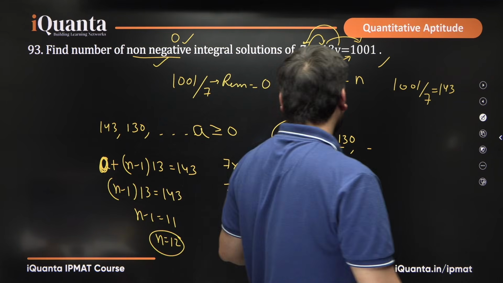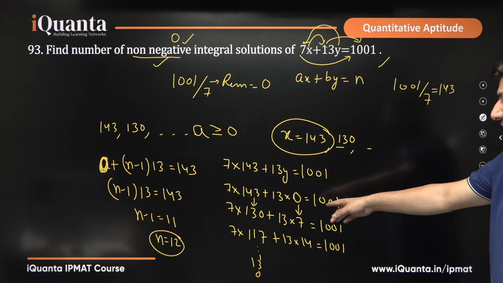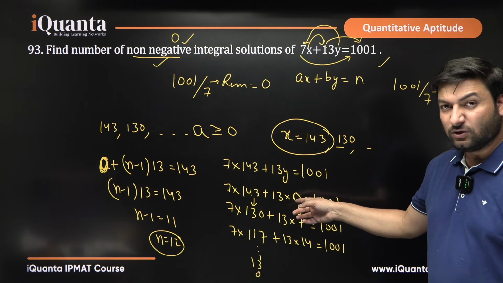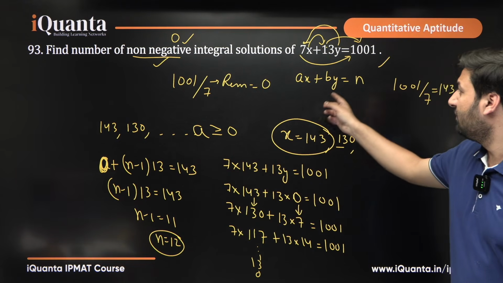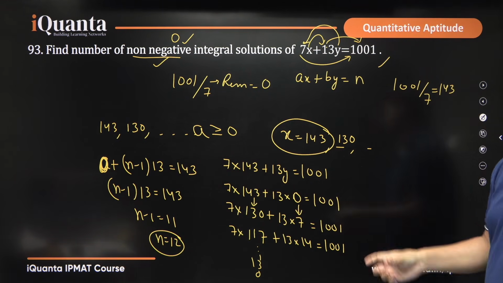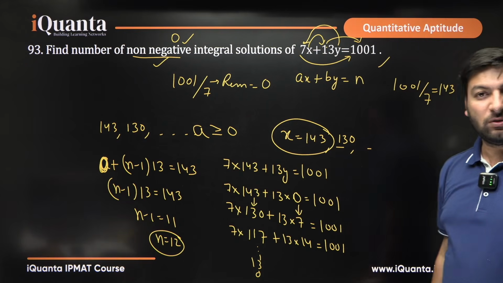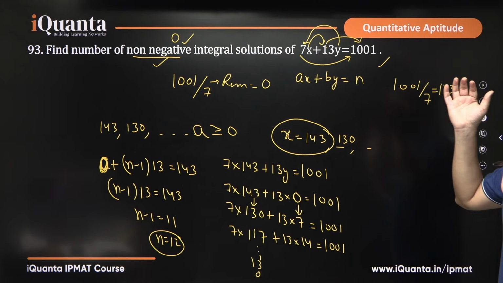You could have done the same with the values of y as well. We see that the value of y starts with 0, and what is the highest value of y that we can have? It will be at a gap of the coefficient of x, a gap of 7. So, this is how you have to go about such problems. I hope it is clear.